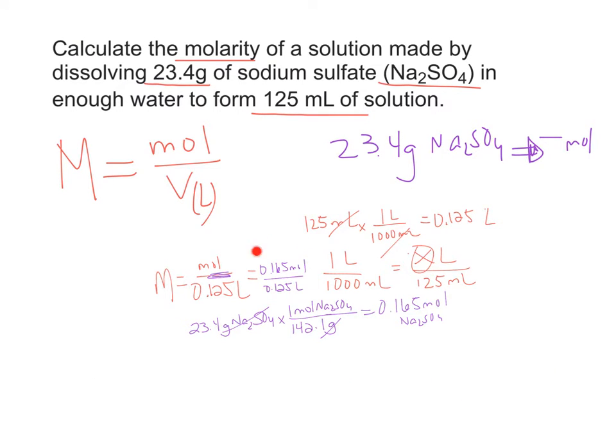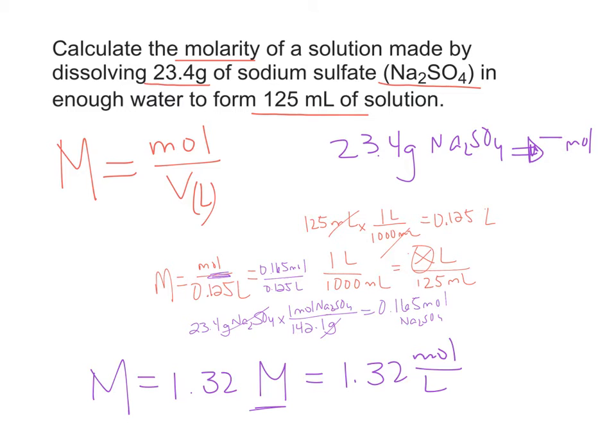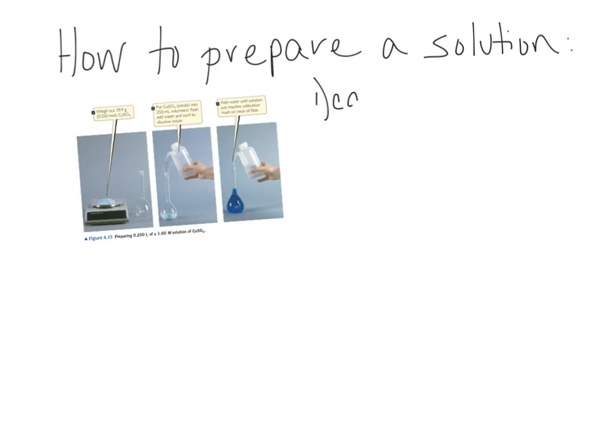So if we calculate this, 0.165 divided by 0.125, that should give us a molarity of 1.32 big M for molarity. We could also write it as 1.32 moles over liters. Either would be correct, but our concentration is 1.32 moles for every liter that we have. That's what the big M means.